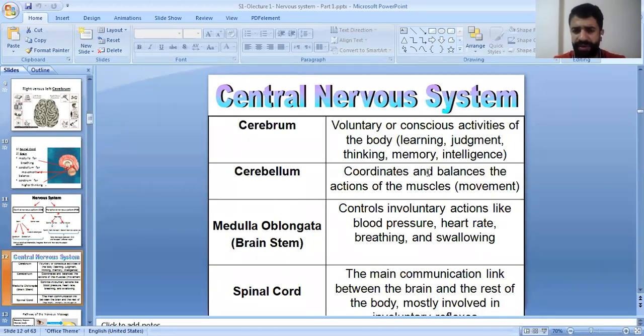Cerebellum, the balance of the movement. Medulla oblongata, it has a role in regulating or controlling the blood pressure, the heart rate, the breathing and swallowing. Spinal cord, the main communication between the brain and the different organs.